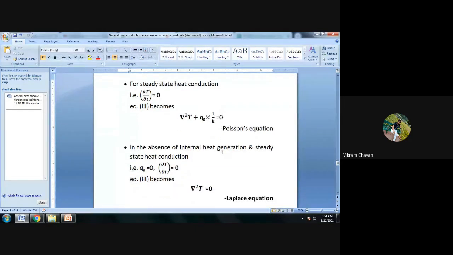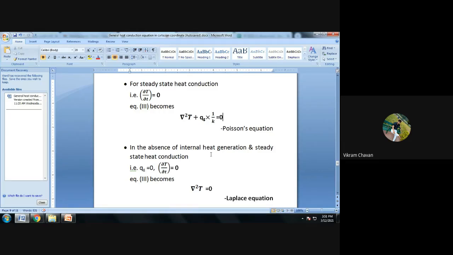Then next condition, in the absence of internal heat generation and steady state heat conduction. Now we are applying both conditions. For the Fourier's equation we are considering that there is no internal heat generation, and for the Poisson's equation we are considering the steady state heat conduction, that is ∂T/∂t is equal to 0.